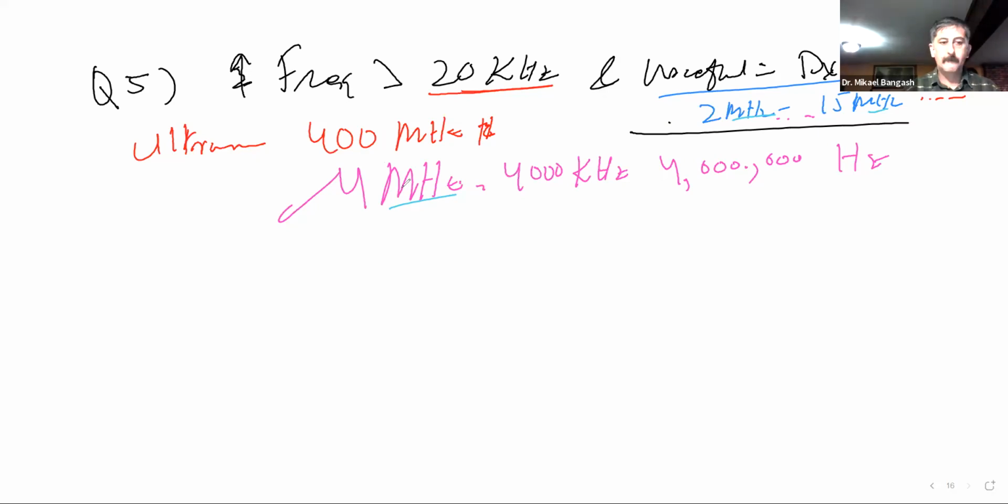Now option number 3 is just 2 kilohertz, which is simply 2,000 hertz, which is less than 20,000 hertz or less than 20 kilohertz. So this is not meeting any of the criteria.